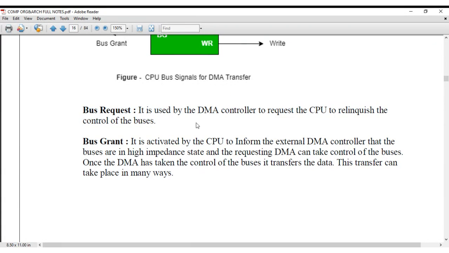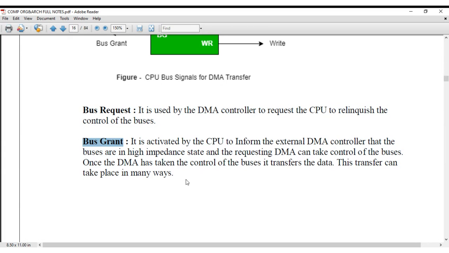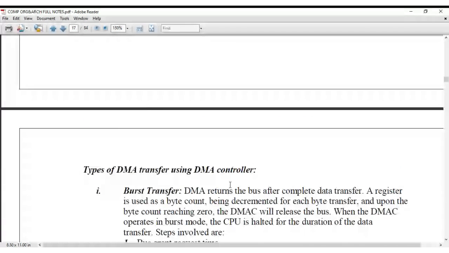Then bus grant is when a bus has been given or granted, so that now communication can happen from a flash disk to a hard disk, or a hard disk to a flash disk, etc. So this is how the DMA works. First a bus is requested, then when the bus is granted, direct memory access occurs. Okay, you're able to copy, cut, move, such kind of things. All right.